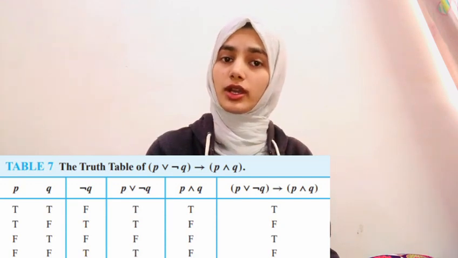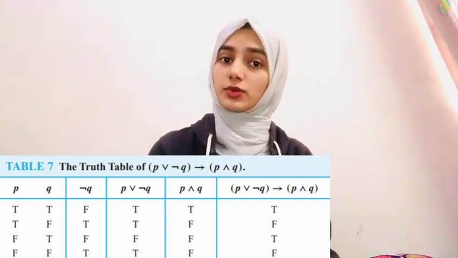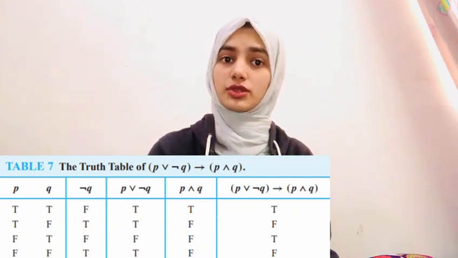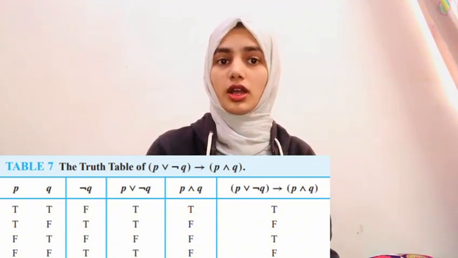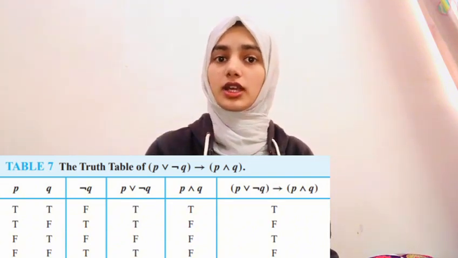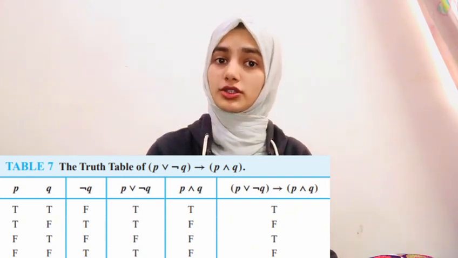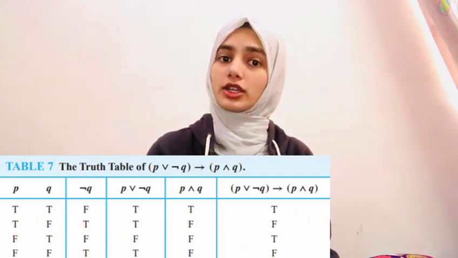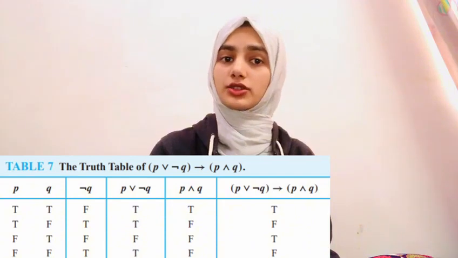When P is true and negation of Q is false, the answer is true because at least one condition is true. Then when P is true and negation of Q is also true, the answer will be true because both conditions are true. When P is false and negation of Q is also false, the answer will be false because no condition is true. Then when P is false and negation of Q is true, the answer will be true because at least one condition is true.